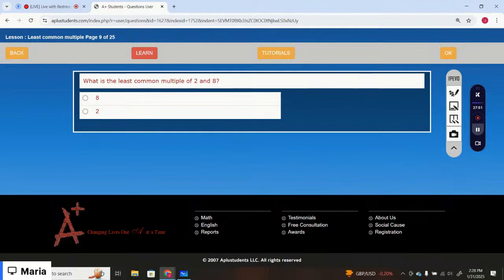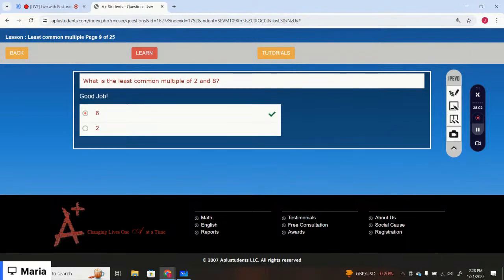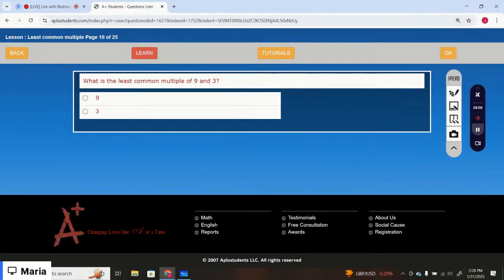What is the least common multiple of 2 and 8? That is 8. Option number 1 is the correct option. What is the least common multiple of 9 and 3?